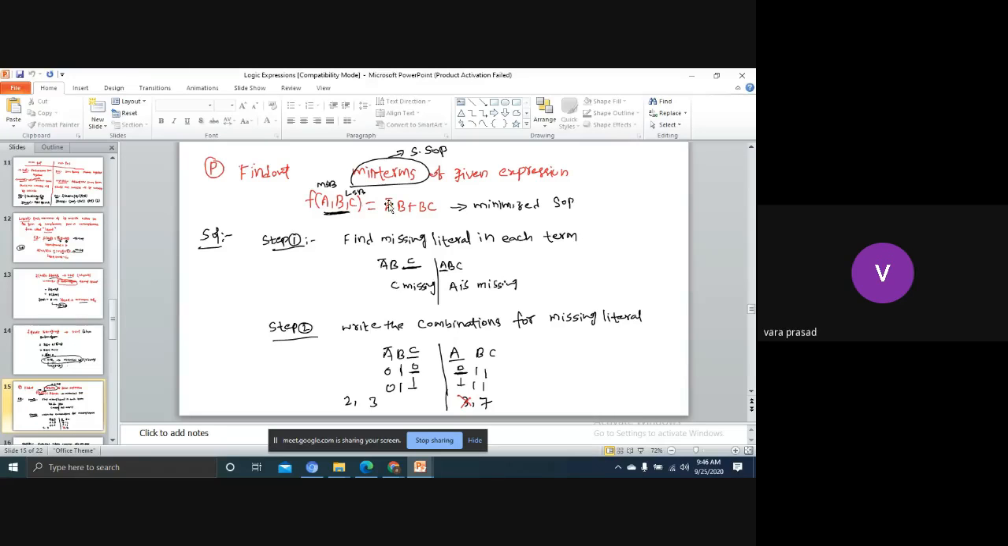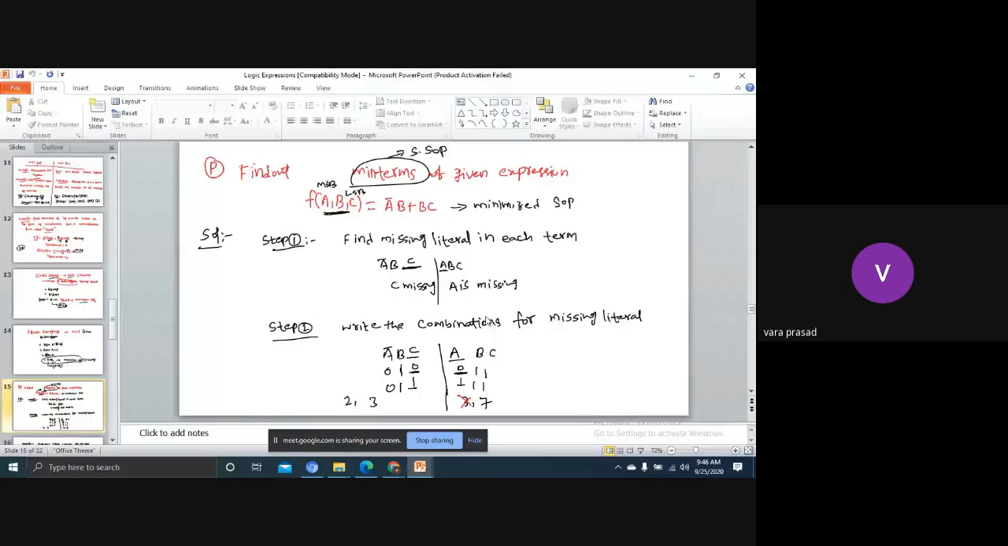For that one, I already said we know the minimized expression has some missing literals. First we need to find the missing literals in each term. A bar B is there. Here BC is there. The input variables are A, B, C. Here which one is missing? C is missing. Here which one is missing? A is missing.